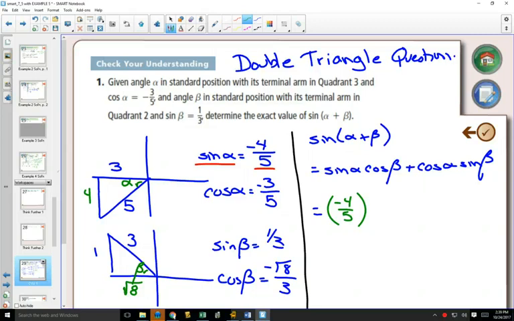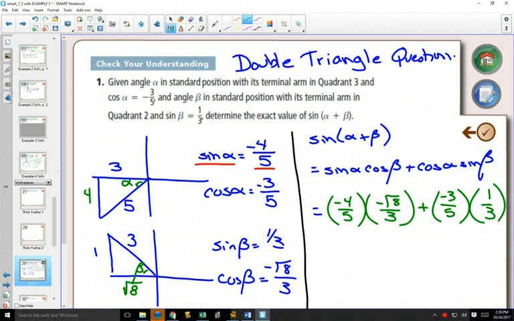It's negative 4/5. We don't know what beta is, so you can't plug in for beta, but you know what all of cos beta is, so you plug in negative root 8 over 3 for all of cos beta. Plus, cos of alpha is negative 3 over 5. Sine of beta is 1 over 3. So the sine and the cosines go away. They're not written anymore. And you can't plug it in for alpha because you don't know what the angle is. You just know what the ratio is.